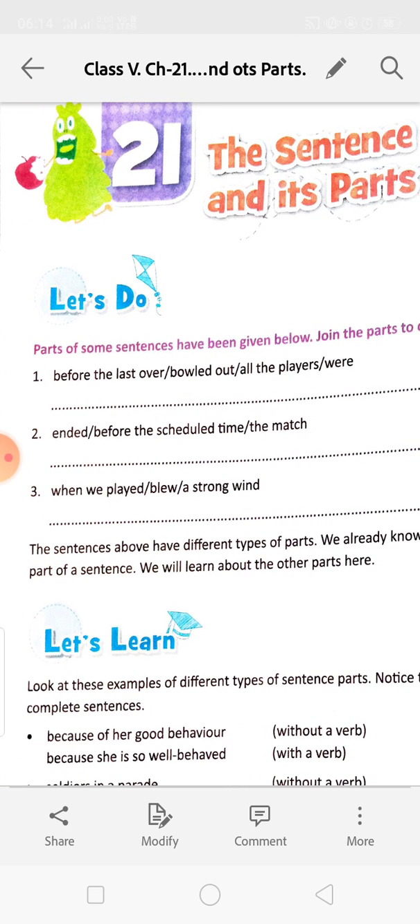Number 1: before the last over, bowled out, all the players were. So we have to arrange it: all the players were bowled out before the last over. Number 2: ended before the time scheduled the match. The match ended before the scheduled time. Number 3: when we played blew a strong wind. So, when we played, a strong wind blew.